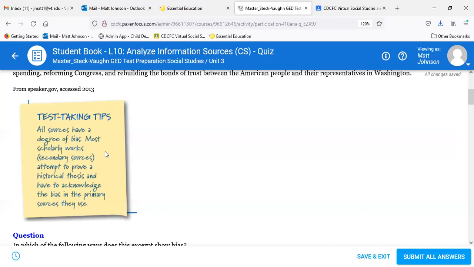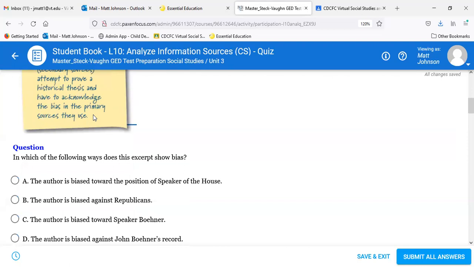So let's take a look here at our first question. Edda, you want to read question number 1 for us? In which of the following ways does this excerpt show bias? A, the author is biased towards the position of Speaker of the House. B, the author is biased against Republicans. C, the author is biased towards Speaker Boehner. D, the author is biased against John Boehner's record.